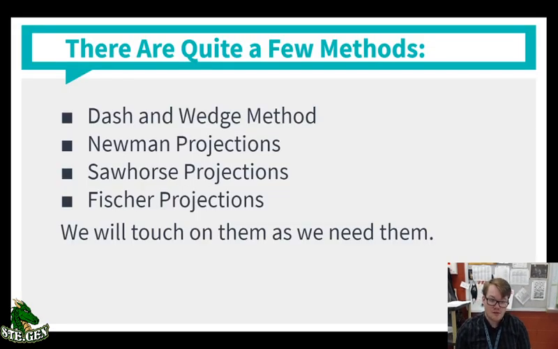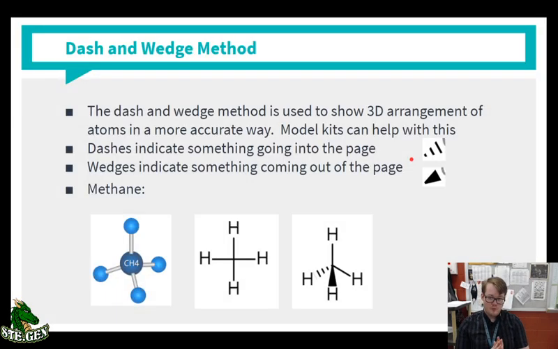There are a bunch of methods for this. The dash and wedge method, the Newman projections, Sawhorse projections, Fischer projections. We're going to touch on them as we need. You will probably be required to do all of these at least once during this class, but maybe not all of them during a test. The dash and wedge method is something you've probably already seen on some of the problems that we've done, or if you've looked up models online. They show 3D arrangements of atoms in a more accurate way. Dashes, or the little hatch-marked lines like this, are representing something going into the page in 3D space. And wedges are things pointing outwards.